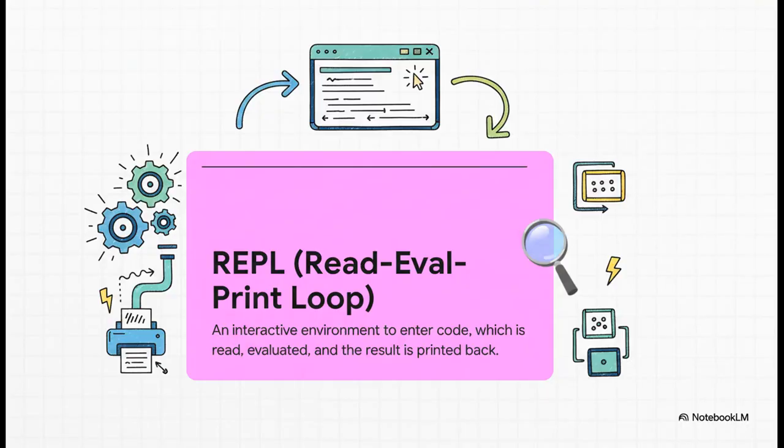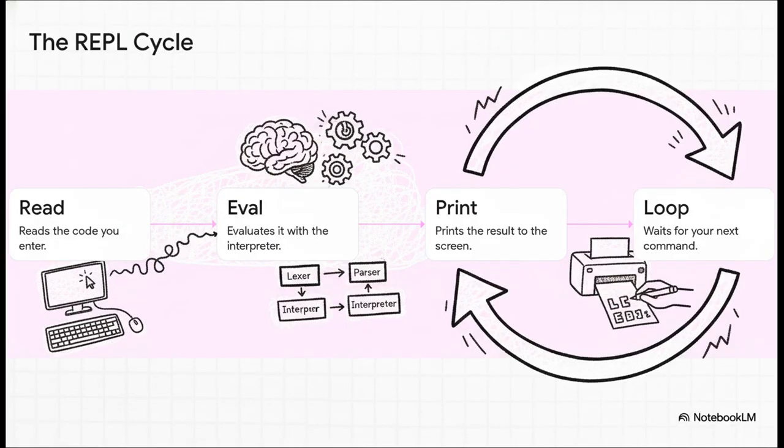REPL is actually an acronym. It stands for Read, Eval, Print, Loop, and that name perfectly describes what it does. It's this interactive environment where you type something in, it reads your code, evaluates it with the interpreter, prints the result right back to you, and then it just loops back and waits for your next command. And here's that loop in action. It reads your input. It evaluates it using that entire lexer, parser, interpreter pipeline we've been talking about. It prints the result, and then it loops right back around, ready for more.